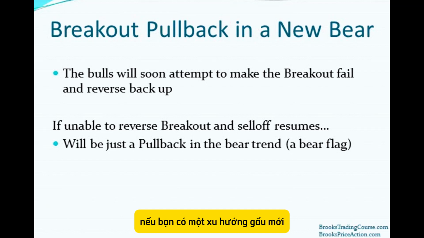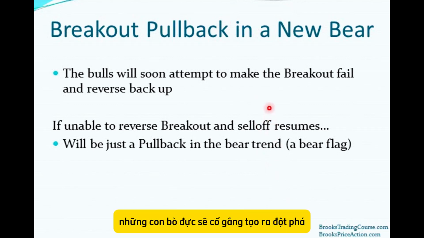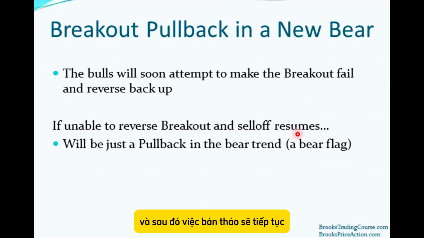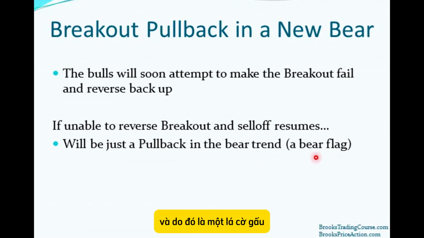If you have a new bear trend breaking out, at some point the bulls will attempt to make the breakout fail and reverse back up. 80% chance they will not be successful. They should be unable to reverse the breakout, and then the sell-off will resume. Their reversal attempt will become simply a pullback in the bear trend, and therefore a bear flag.